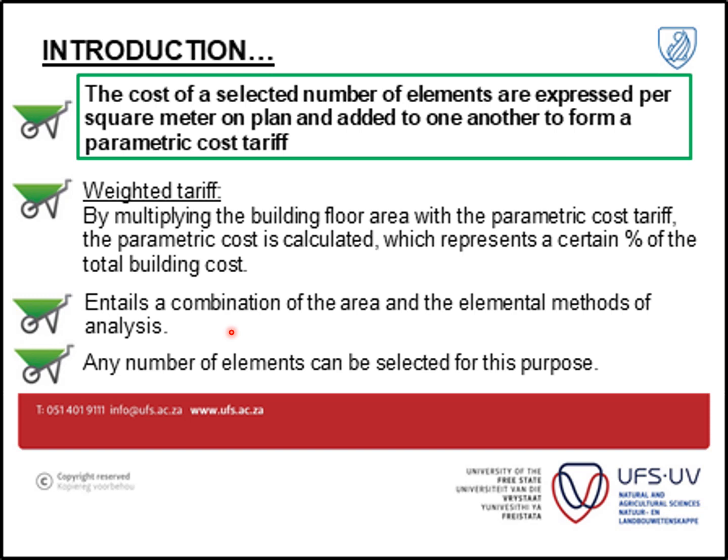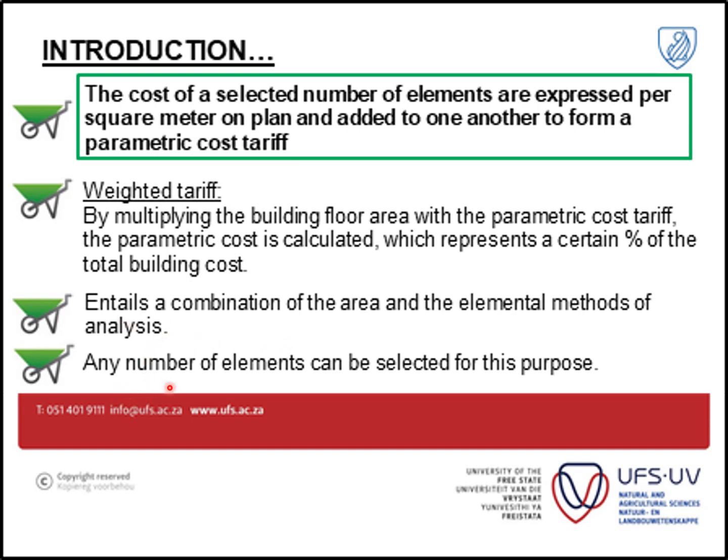Okay, in short, it says that you've progressed up to a point with your calculation, but now you want to extrapolate that to a final total estimate for your building. So you take the items that you've calculated so far, calculate what percentage that makes up of your typical building, and you then add the rest of the items to get to a final cost. So it entails a combination of area and elemental methods for this analysis.